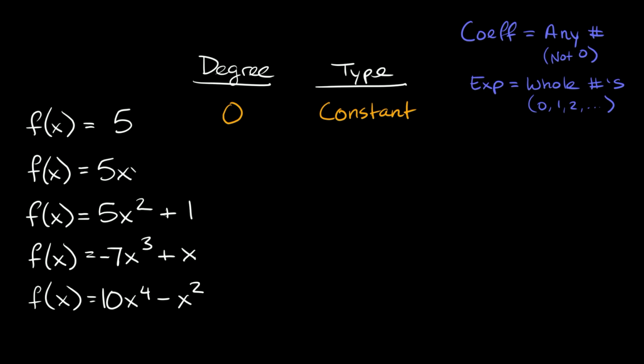Now, this next one, f of x is equal to 5x, you can see we do have a variable base. What's the exponent on this guy? Well, there's basically just like a hidden 1 right there, right? So the degree in this case would be 1, right? And this is known as a linear function.